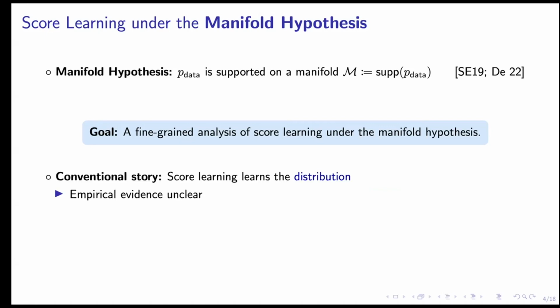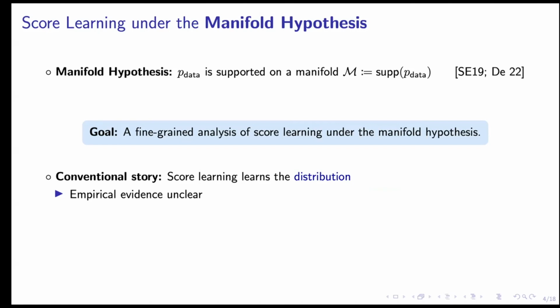So first, let me go through some conventional stories about diffusion models, what people thought about them in the past, and also about score learning. People believe they use score learning to learn the actual distribution. However, the empirical evidence is usually very unclear, because it's very hard to verify whether your generated data actually follows P data, right?